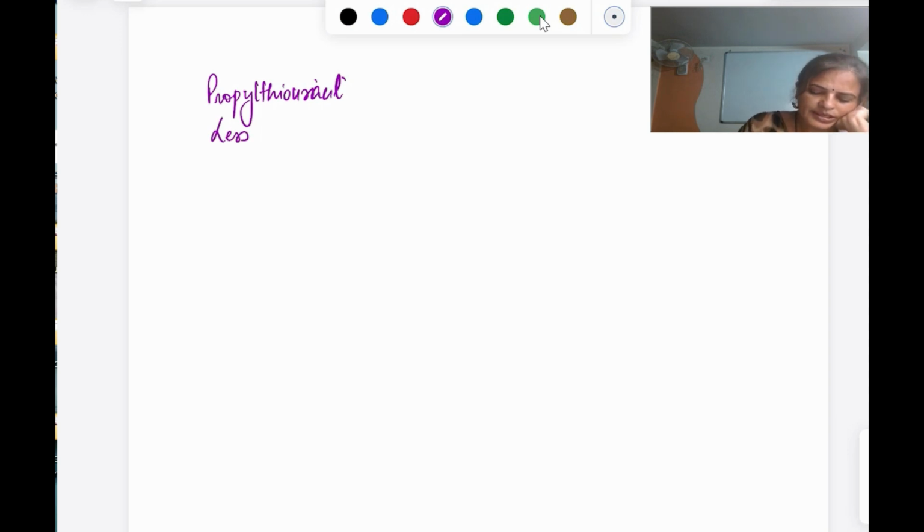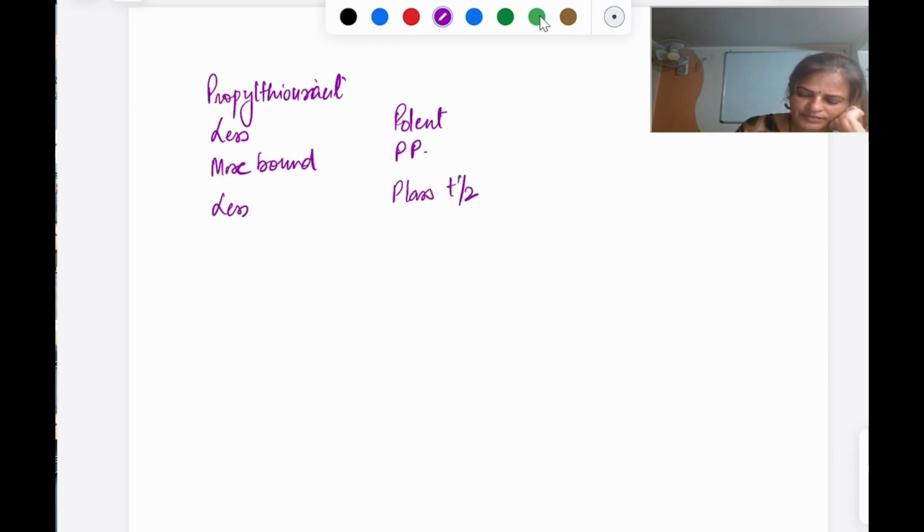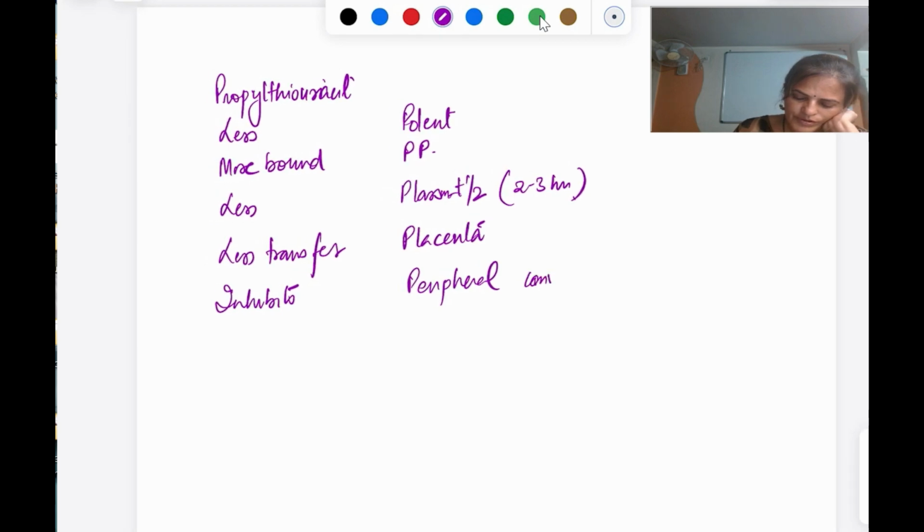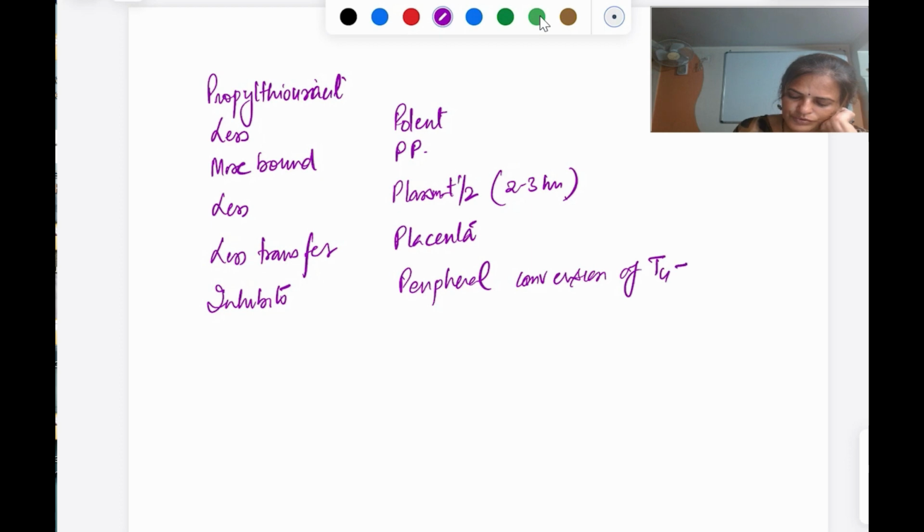It is less potent, more bound to plasma protein, has a shorter plasma half-life of 2 to 3 hours, and less transfer to the placenta, and it is going to inhibit the peripheral conversion of T4 to T3. So this is the basic difference between propylthiouracil and carbimazole.